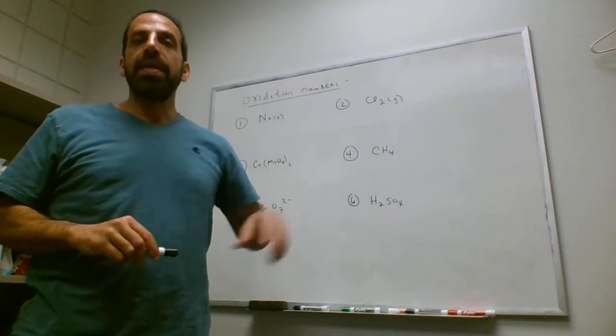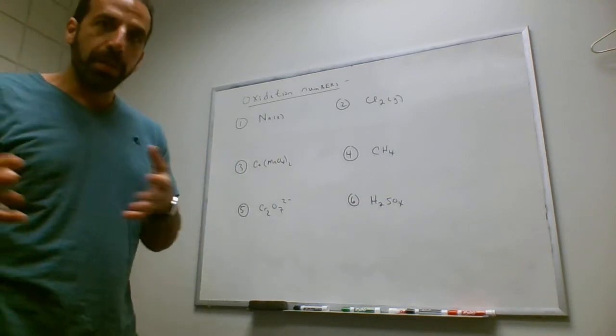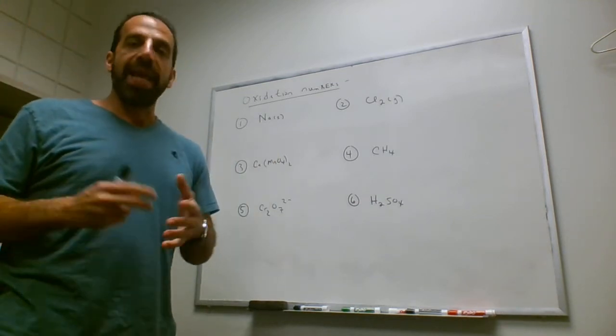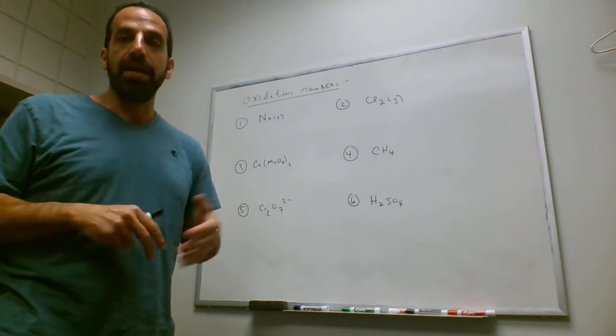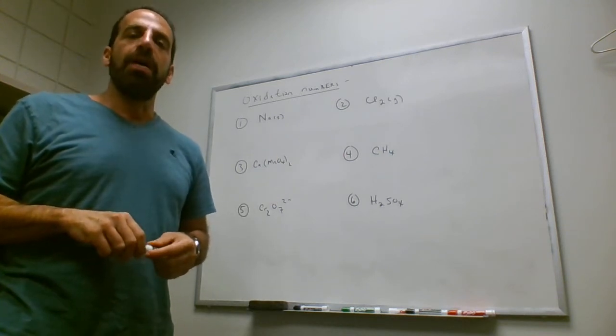So I want to go ahead and assign oxidation numbers to these various species. And remember, oxidation numbers are similar to cation and anion charges, but they're man-made. So there are some slight differences with those.